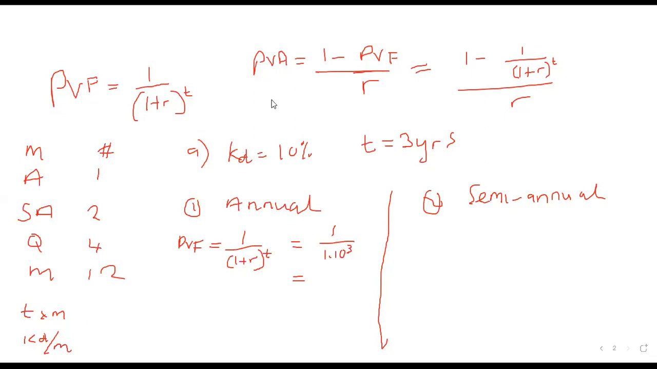Now, 0.751. But we are calculating the annuity factor. We're simply going to subtract 1 minus 0.751 divided by the interest rate of what? 10. 0.10. What are you getting?